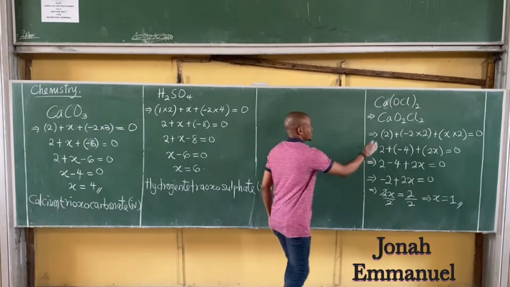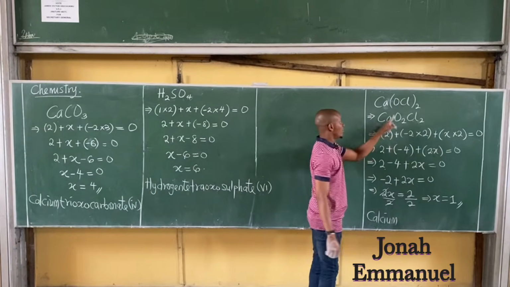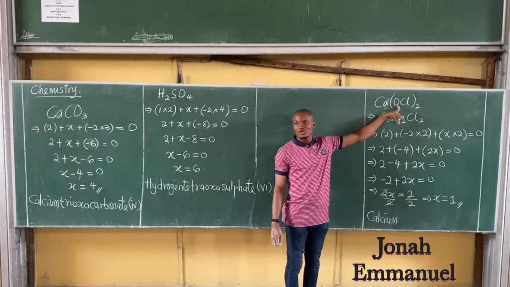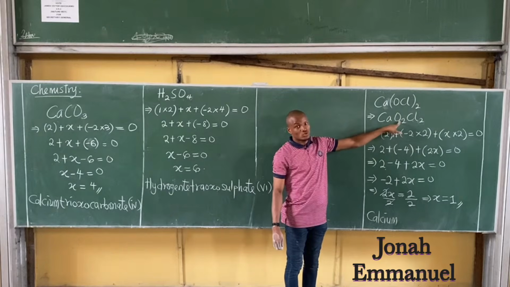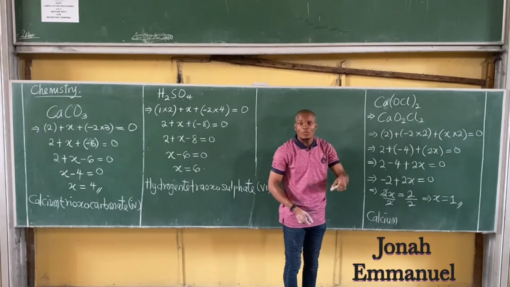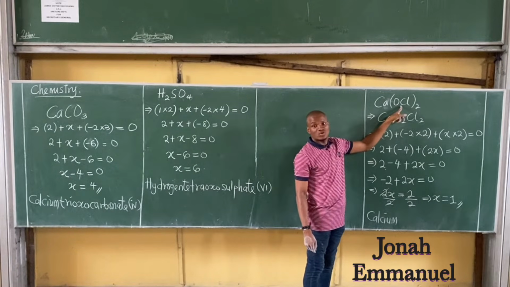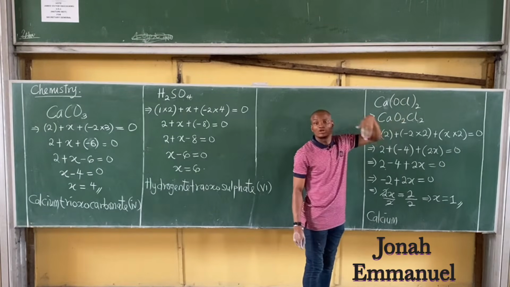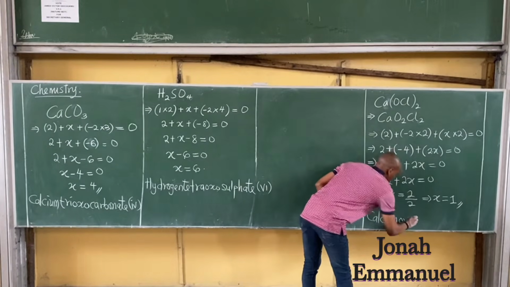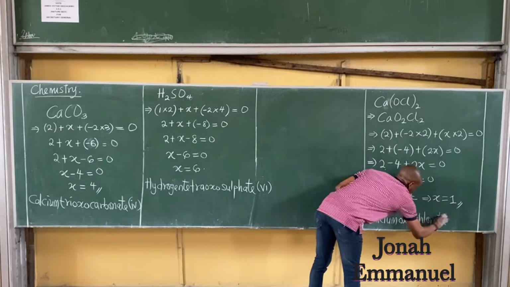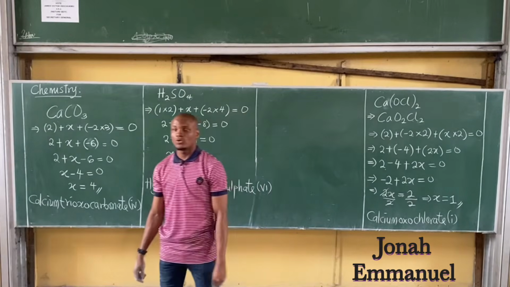How do you name this? Calcium. Is it a dioxo? Now mind you, if I expand this, it means dioxo. But when it comes to naming, you name it from its original form. From its original form, was there 2 oxygen here? It becomes a mono-oxo, or better still, just an oxo. So calcium oxochlorate, and because of that, chlorate. That's it. Calcium oxochlorate.